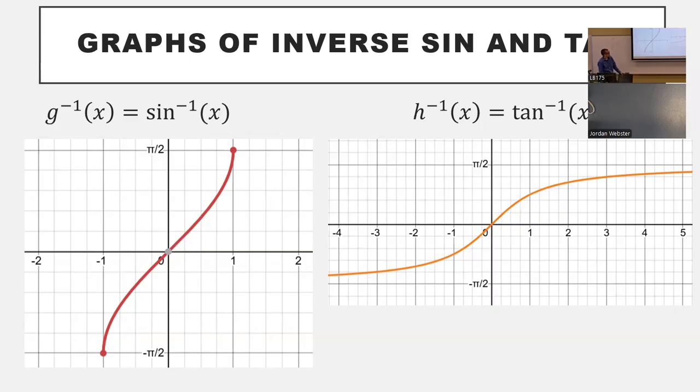Tangent inverse works a little bit different because the x values could be infinite. We can plug in anything from negative infinity to positive infinity, but the y values are going from negative pi over 2 to positive pi over 2. So they look like this.